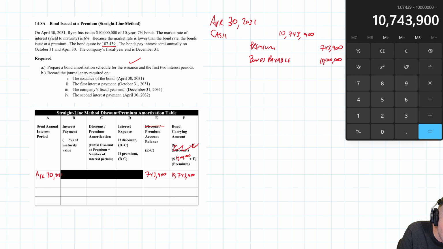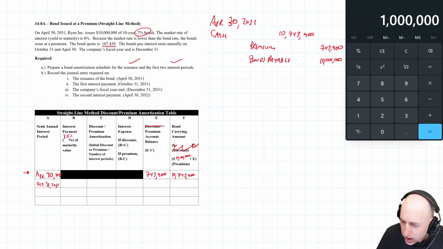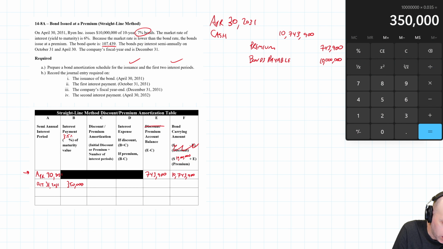So it asks for the issuance, that's this one, and then the first 2 interest periods. The first interest is from April 30th to October 31st, 2031. That's a 6-month period. Our interest payment is based on what we promised to pay, 7%, but of course it's semi-annual, so it's 3.5% of the maturity value. 10 million times 0.035 is $350,000.